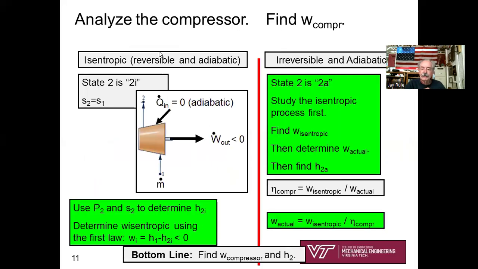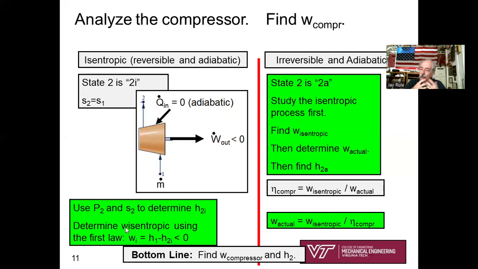So you have a decision to make. But ultimately, you want to find the work of the compressor, little w, W dot over m dot. If you've got an isentropic, reversible adiabatic compressor, the job is fairly easy. For isentropic, you know that S2 equals S1, or in other words, S2i equals S1. Then you determine H2i: since you know the pressure and you have the second independent property, you can look up H2i and then use the first law to determine the isentropic work, w_i.